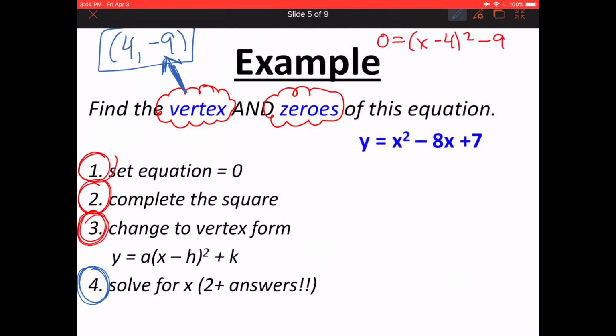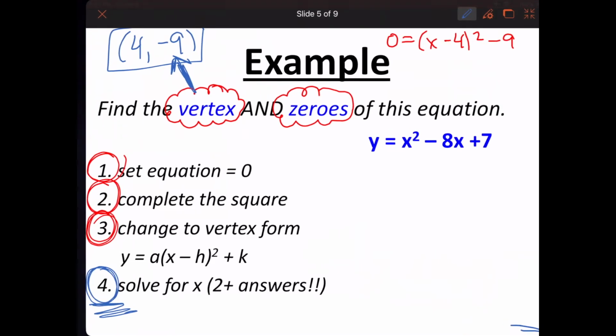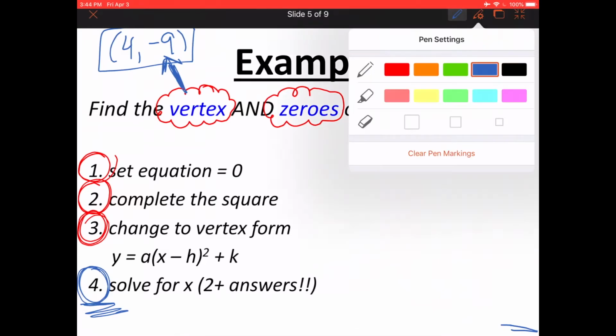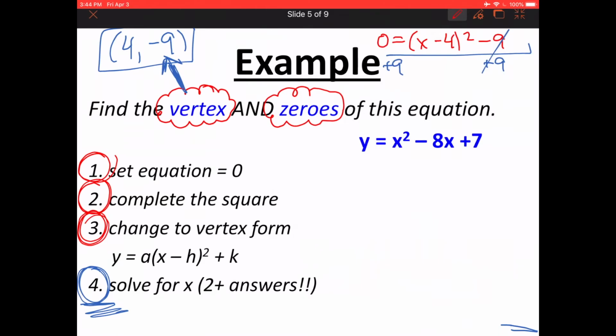All right, let's get started here with solving for my zeros. So we're on our final step. Here is my vertex form that we came up with, and we are going to go ahead and solve for the zeros. The first thing I need to do is add 9 to both sides. So if I add 9 to both sides, on the right they cross out, and now I am left with 9 equals x minus 4 squared.